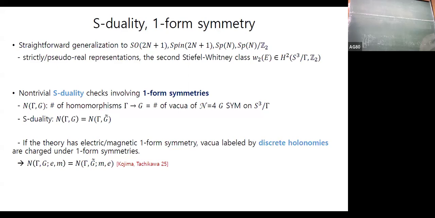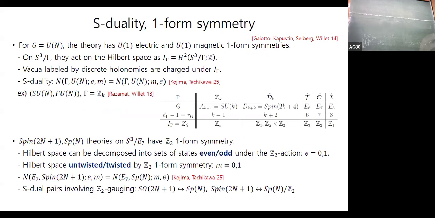Yes. So for the unitary group case, you have U(1) electric and U(1) magnetic, and the one-form symmetry group is Z_K. So this E and M are Z_K valued. You have 0 to K minus 1. And of course, U(N) is self-dual. So you can check that this refined number of vacua is matched under the S-duality action.